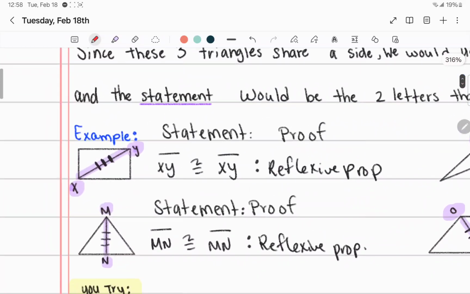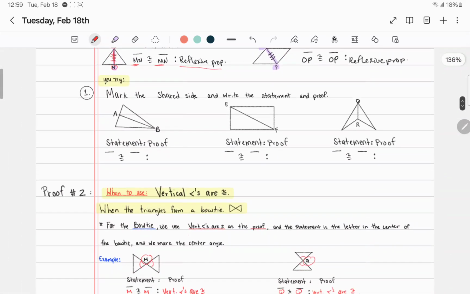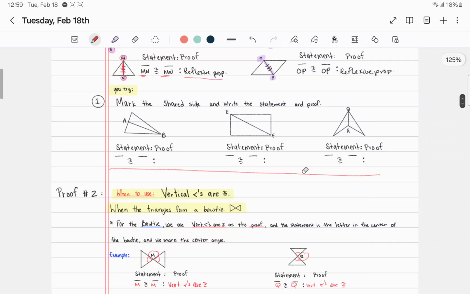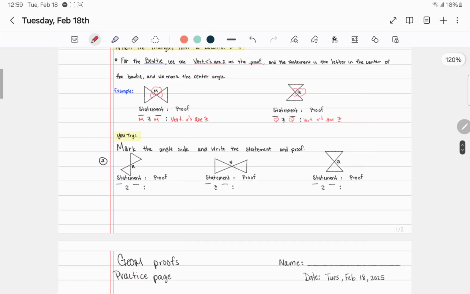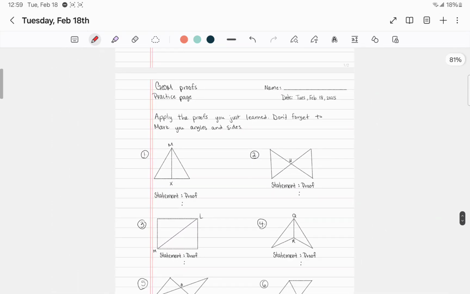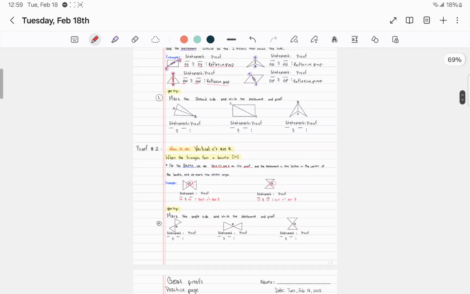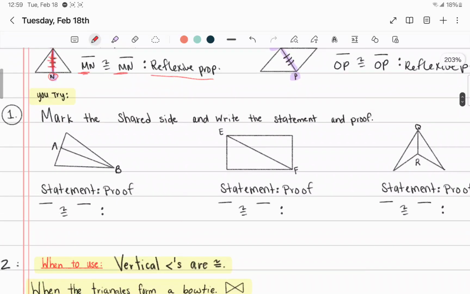So again, here, shared side, you mark it 3 times. These 2 letters go here and here with reflexive. Okay, so you have to do those 3, 1, 2, 3, and then you have to do these 3. Actually, I forgot that you guys have this page here, so let me go back. I'll do these with you guys.